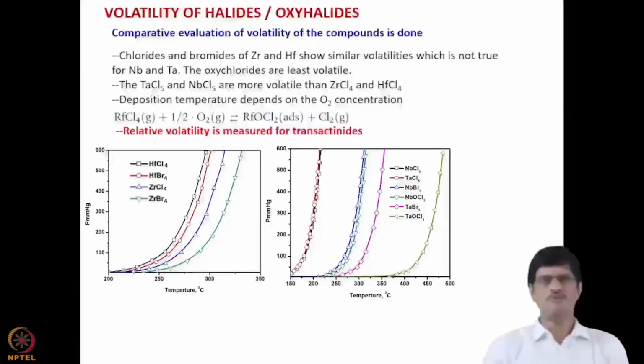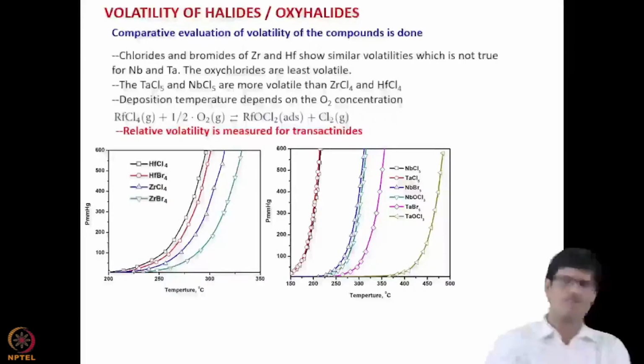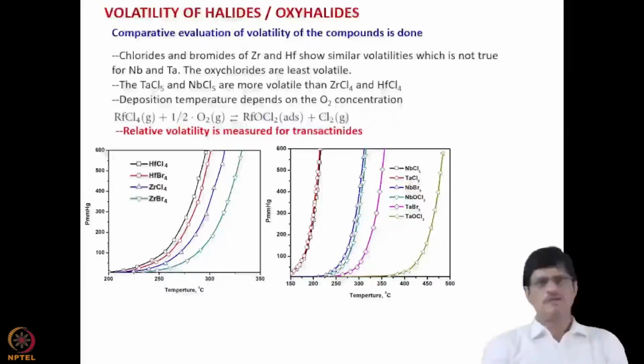As you can see, the hafnium chloro and bromo complexes are relatively more volatile compared to the zirconium chloro and bromo complexes, as shown here. The hafnium chloro and bromo complexes follow the same pattern, and their volatility is higher than that of the zirconium chloro and bromo compounds.